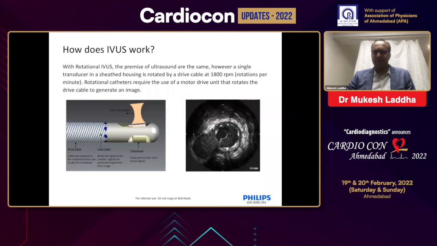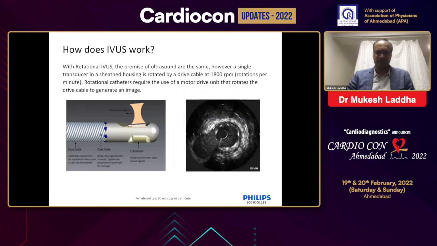And coming to how IVUS works. With rotational IVUS, we know that the ultrasound is emitted, and the transducer in a sheathed housing is rotated by a drive cable at almost 1800 RPM. And this RPM is governed by the driving cable inside the catheter itself. So these are the normal mechanics applicable in our technique.